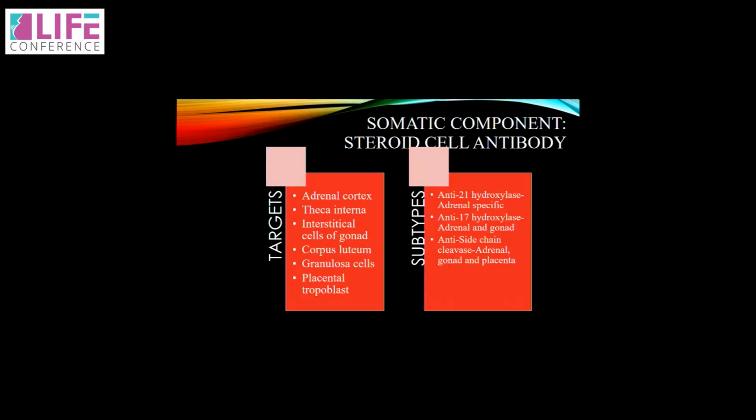So we need to look at the targets, and we also need to look at the subtypes of the steroids. If you look at the targets, the target could be the adrenal cortex, the theca interna, interstitial cells of the gonad, corpus luteum, granulosa cells, and the placental trophoblast. But what would really be the subtypes are all the steroid productions. You've got the anti-21 hydroxylase, adrenal specific, and anti-17 hydroxylase. So basically the adrenal kind of hormones are all put in here.